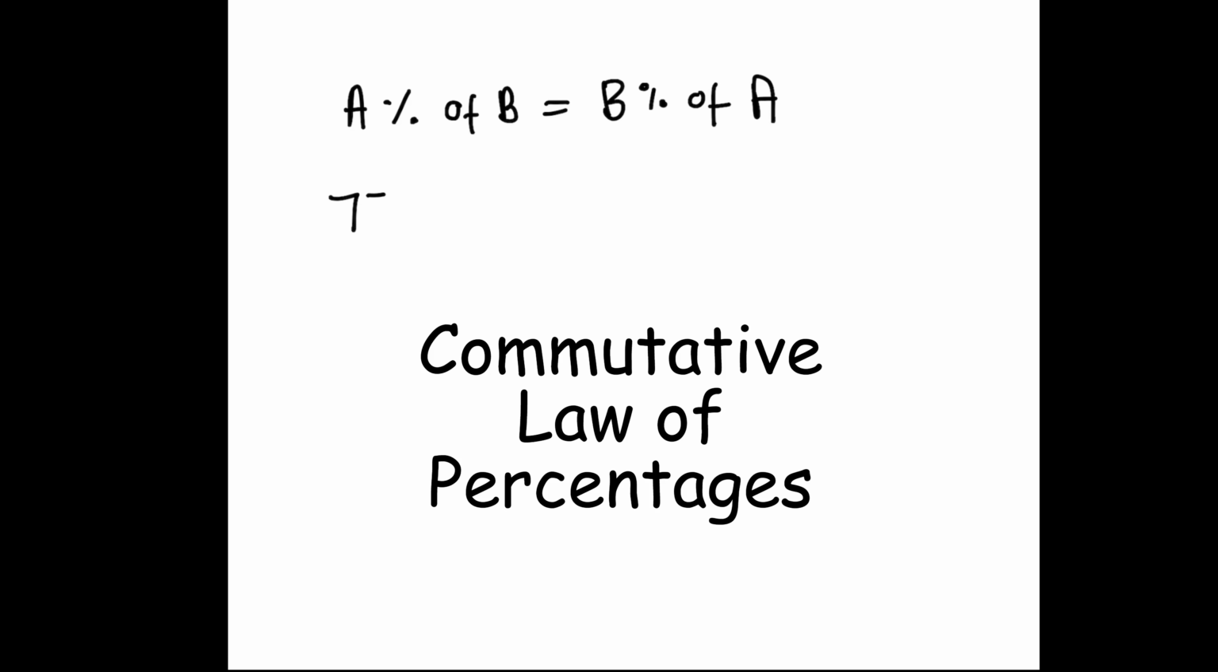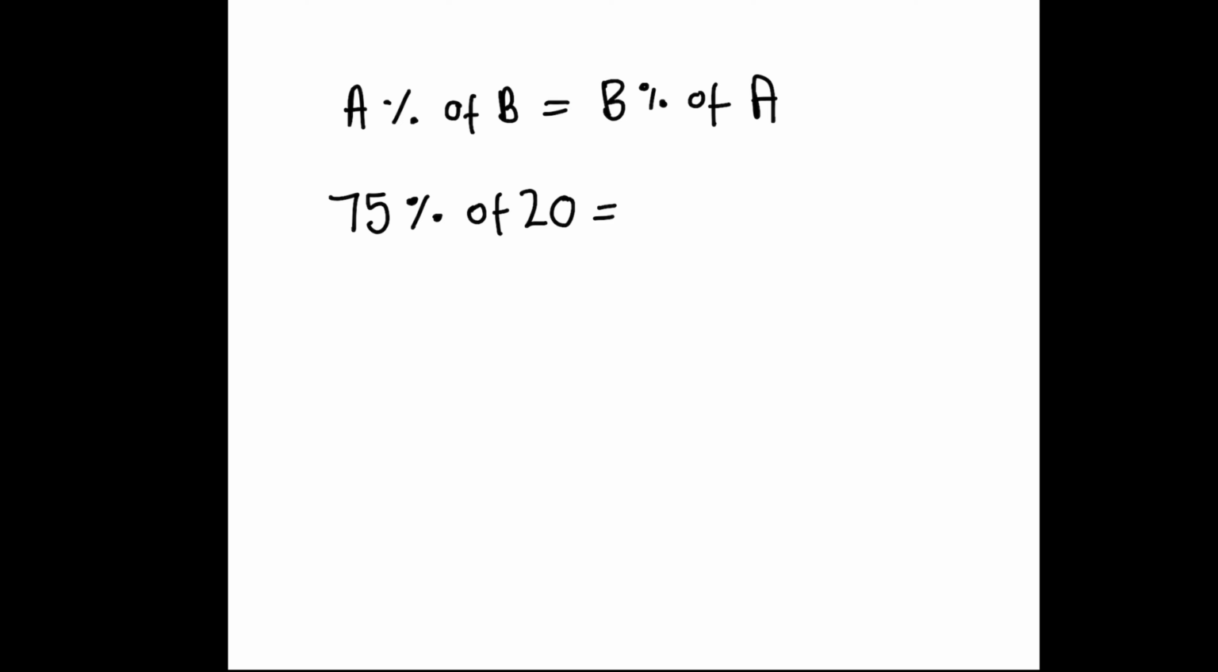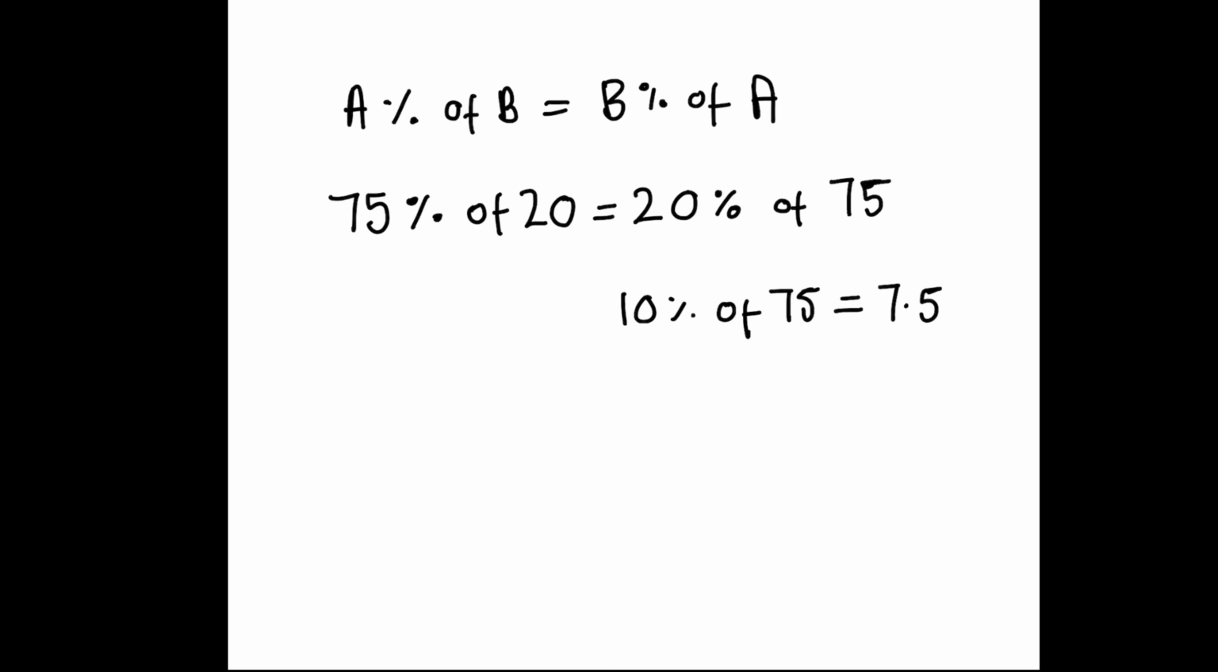So if you're given a percentage question like 75% of 20, you can switch A% of B to be B% of A to make 20% of 75, because this is a less challenging percentage to work out and is more comfortable for people who are more familiar with 10%, because there are two 10% in 20, so all we need to do to work out 10% is divide 75 by 10, which gives us 7.5.